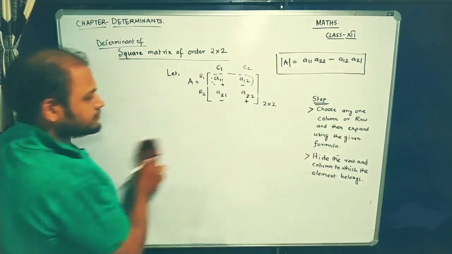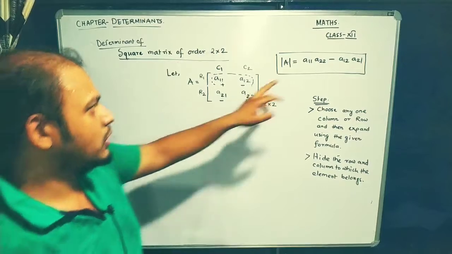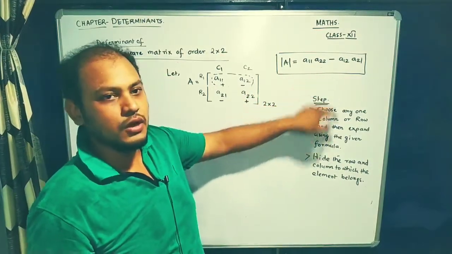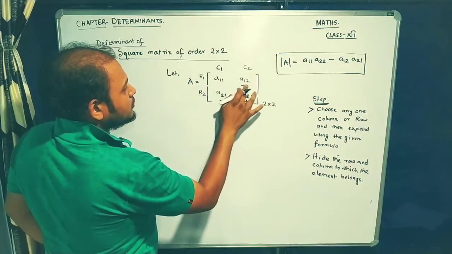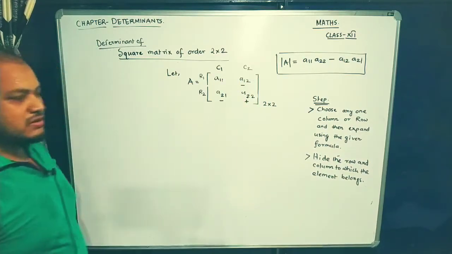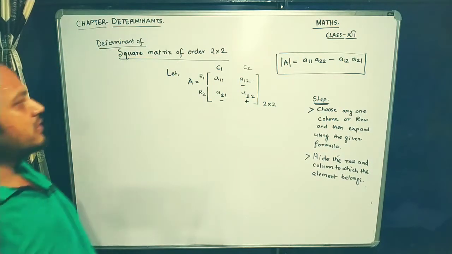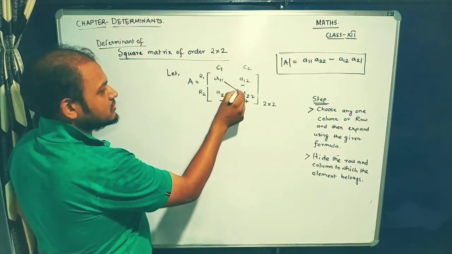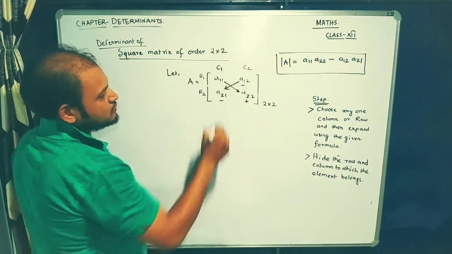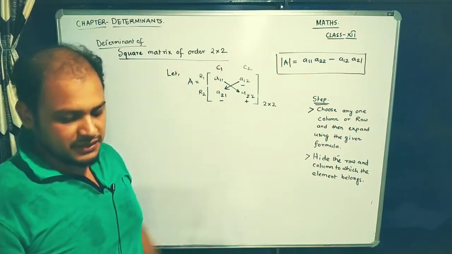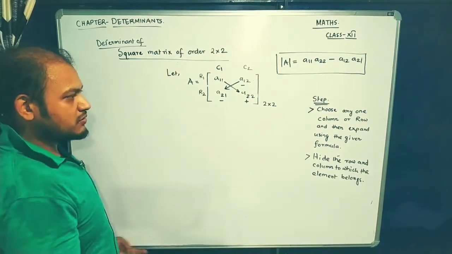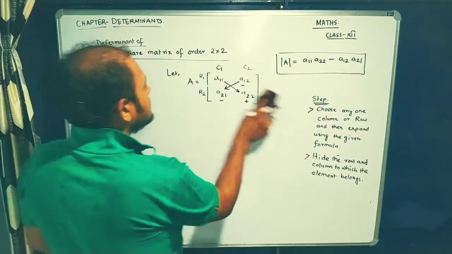Now, how can we remember this formula? This is very easy. If you see a square matrix of order 2, how to remember its determinant? It is very simple: just multiply this with that, minus this with that. This formula you must keep in your mind while applying determinants. Now let us solve some examples so that it becomes clear to you.